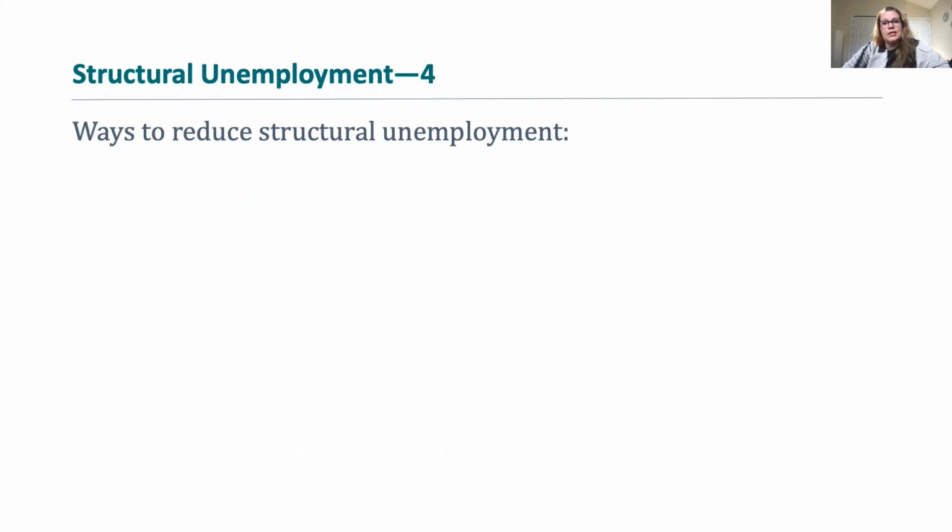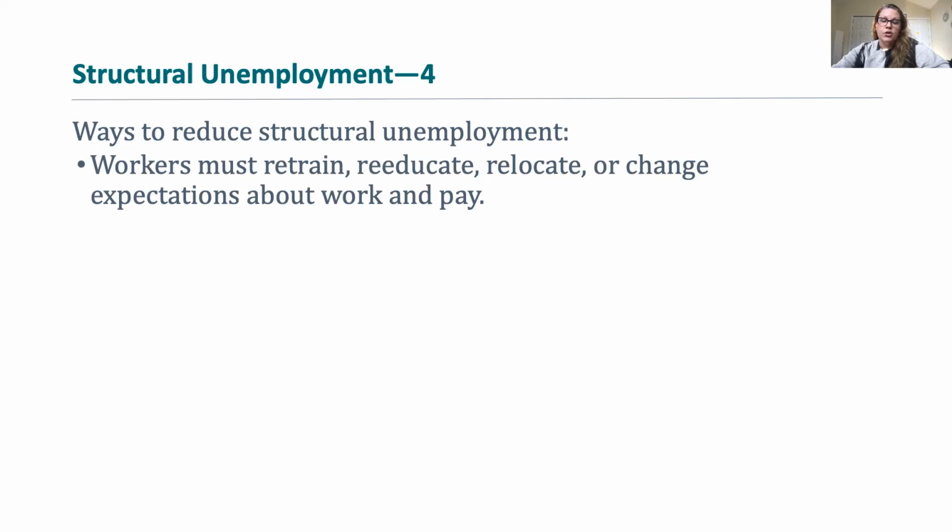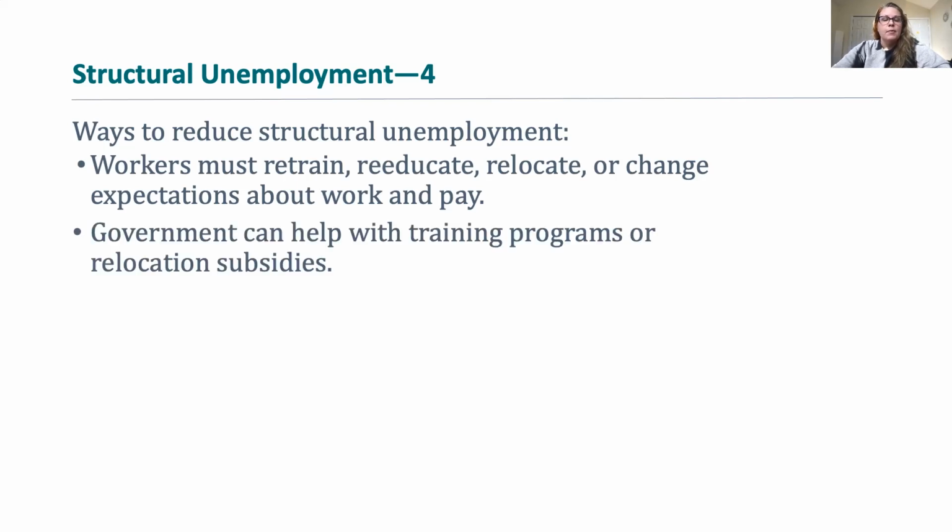It's not desirable to eliminate structural unemployment altogether, as that would mean that our economy is not evolving. But instead, the government can develop programs to help those that are hurt the most by creative destruction. First, on the worker side, the employee side, workers have to be willing to retrain, re-educate, relocate, or change expectations about the work they do and the pay they receive. But the government can step in and help by providing training programs and relocation subsidies.